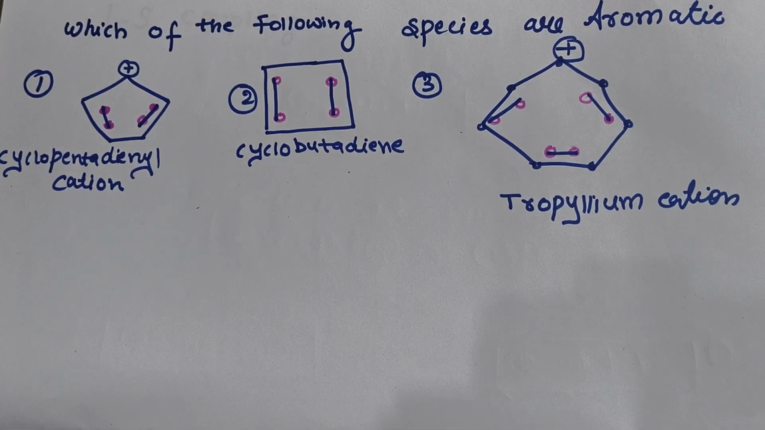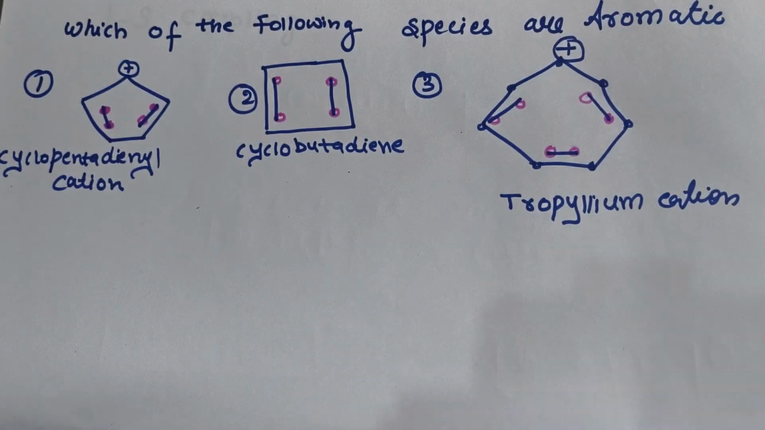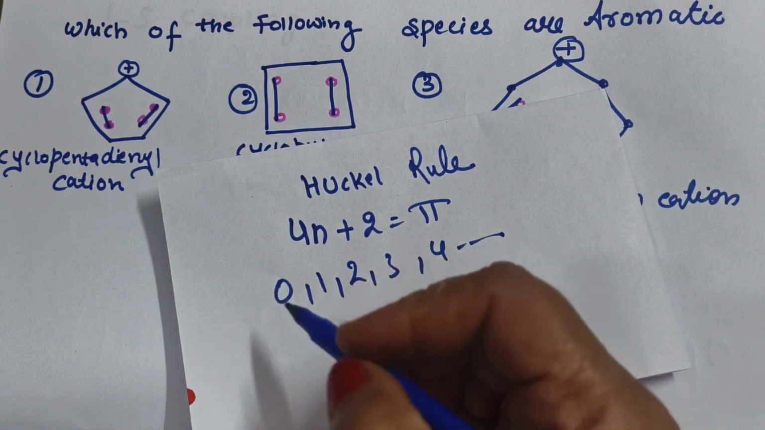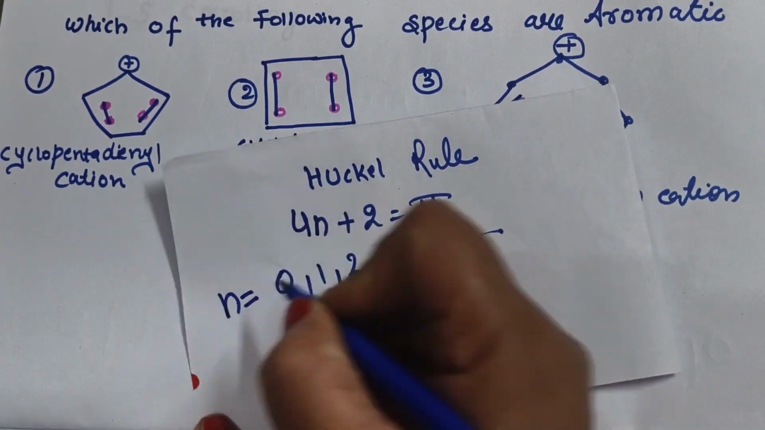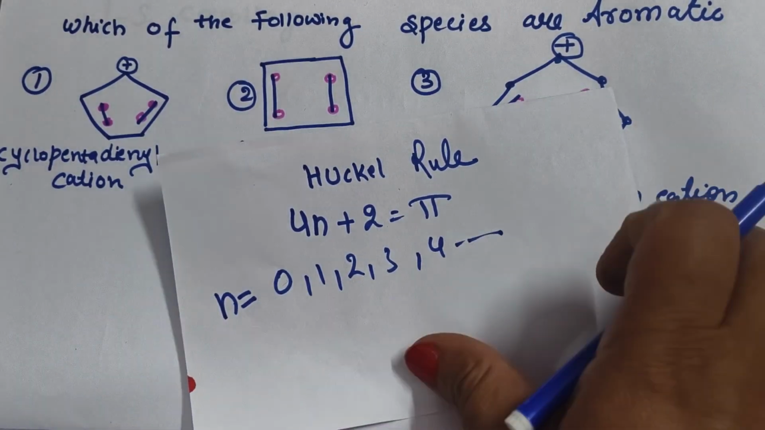So what does Huckel's rule state? It states that any conjugated monocyclic polyene that is planar and has 4n plus 2 pi electrons will obey Huckel's rule, and the value of n can equal 0, 1, 2, 3, 4. Okay, so now let us start solving the problem.